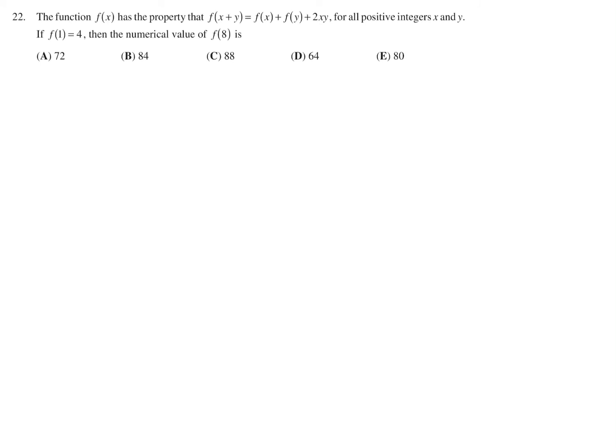The function f at x has the property that f at x plus y is equal to f at x plus f at y plus 2xy for all positive integers x and y. If f at 1 is equal to 4, then the numerical value of f at 8 is. So f at x plus y is equal to f at x plus f at y plus 2xy, like that.